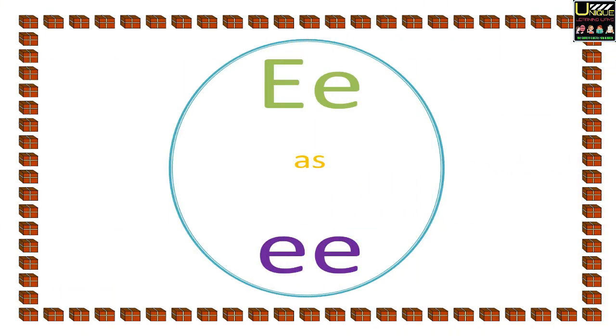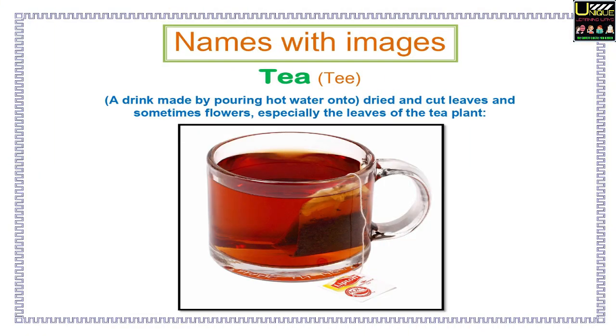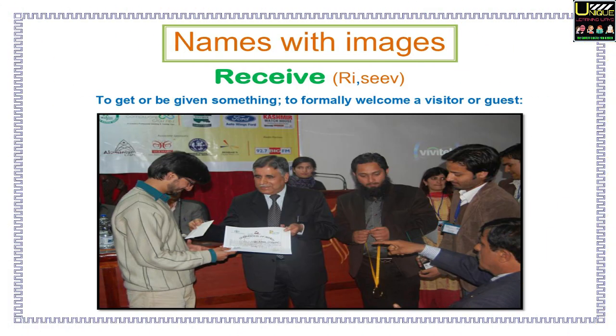E as E. Names with images. Here you will see the word, its explanation with an image. Tea. A drink made by pouring hot water onto dried and cut leaves and sometimes flowers, especially the leaves of the tea plant. Receive. To get or be given something, to formally welcome a visitor or guest.